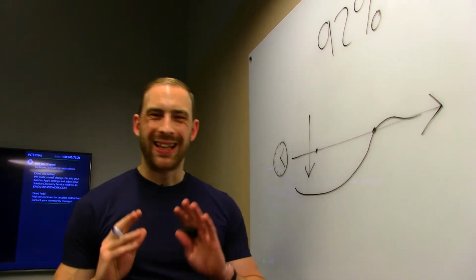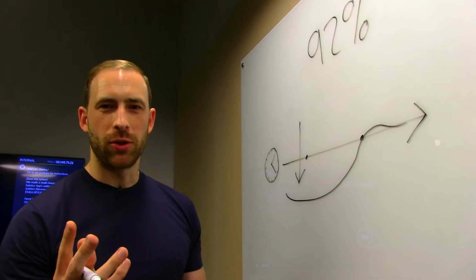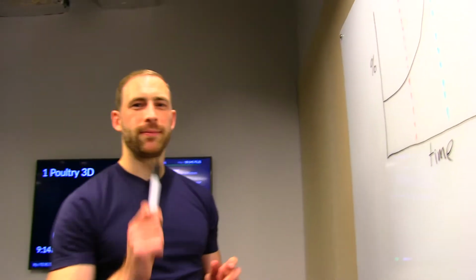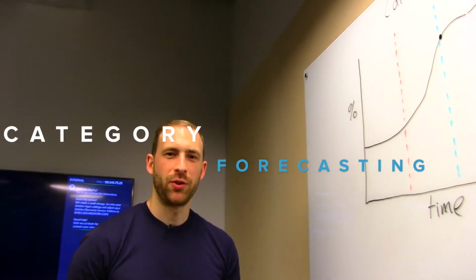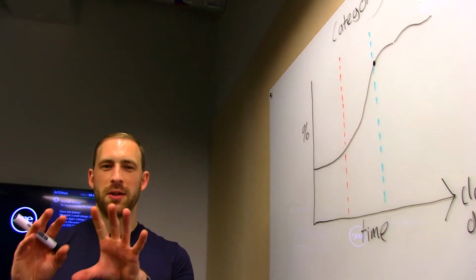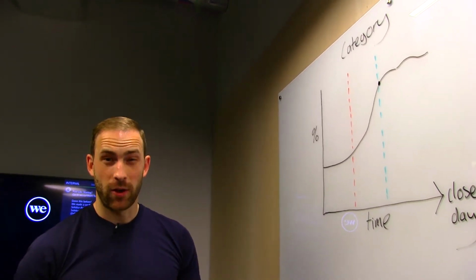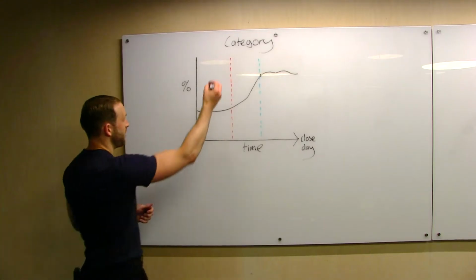So now I'm going to talk a little bit about 3 models that you can use to make sure that you don't end up in this chasm here. Number 1, category forecasting. Some of you will know this as using commit and invest in your CRM. So here's the fundamental flaw of category forecasting. You'll see the red dotted line here.